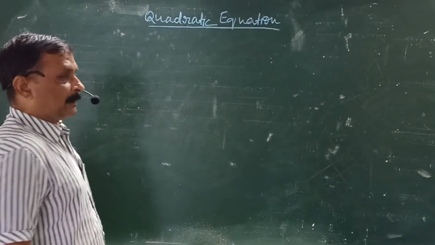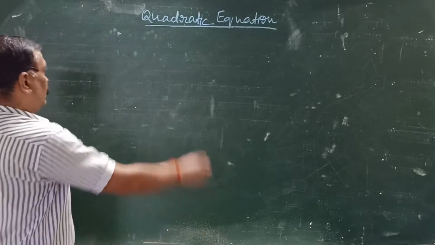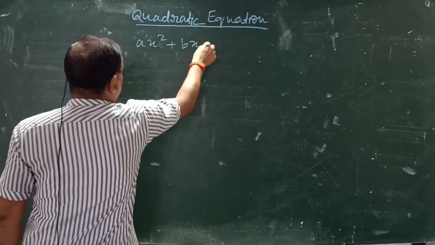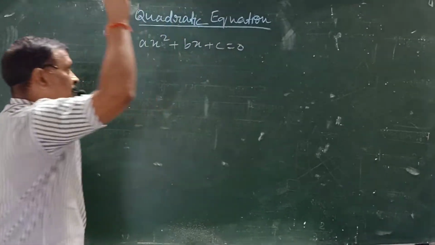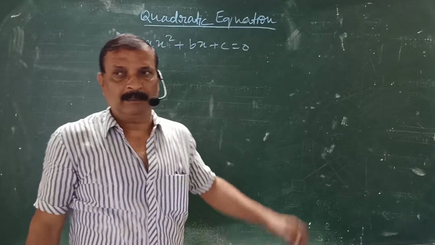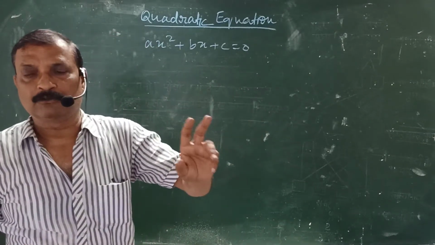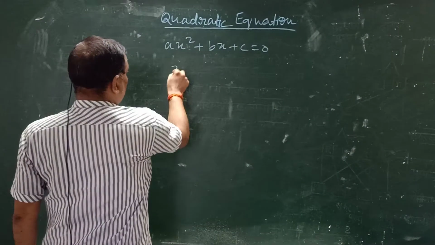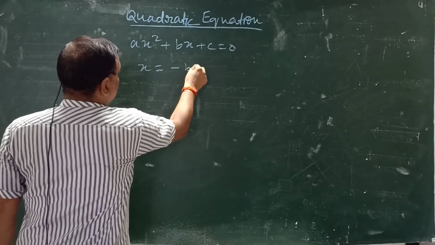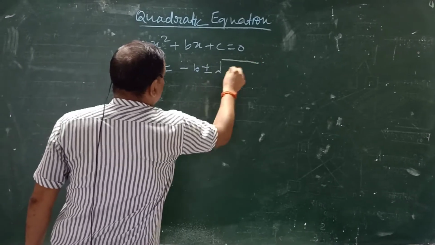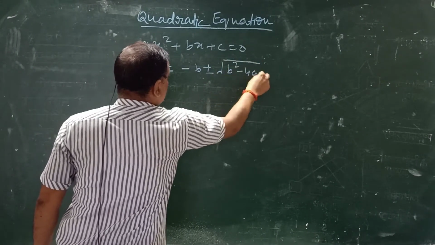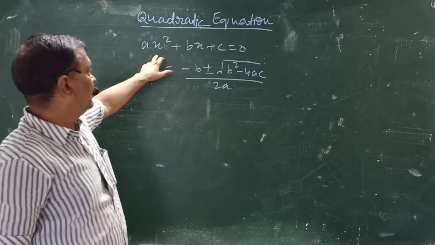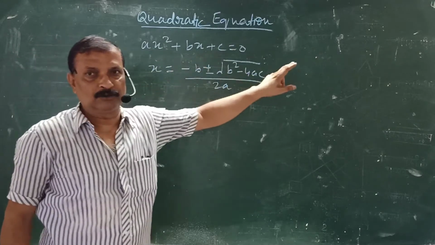So the quadratic formula or Sridharacharya formula is this: if ax square plus bx plus c is equal to 0, which is the standard form of the quadratic equation, we solve the quadratic equation by the quadratic formula. We find x is equal to minus b plus minus root b square minus 4ac upon 2a as the solution of the quadratic equation ax square plus bx plus c is equal to 0.